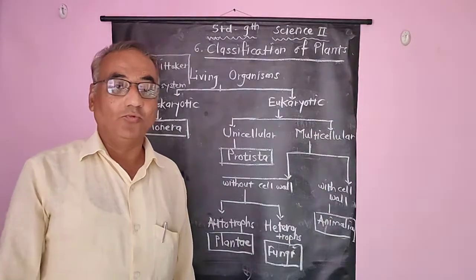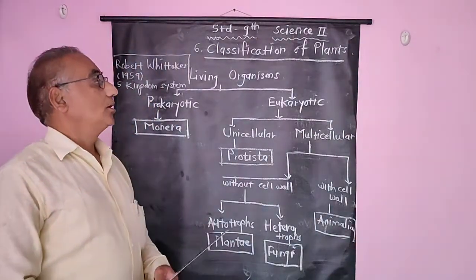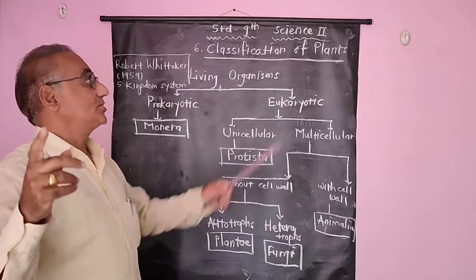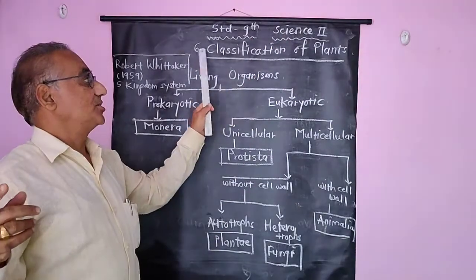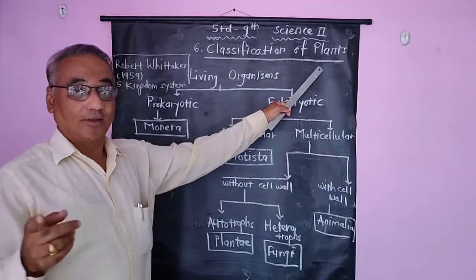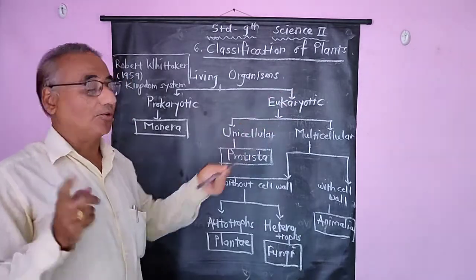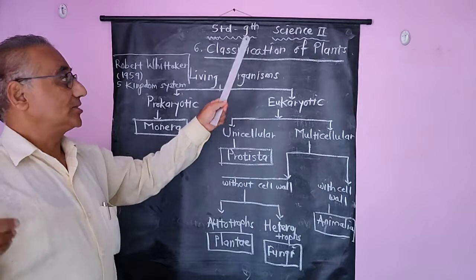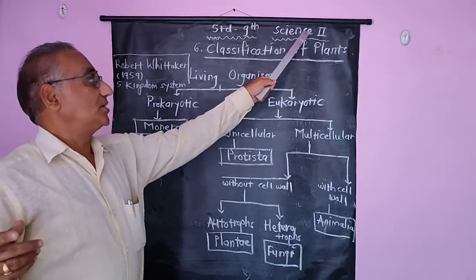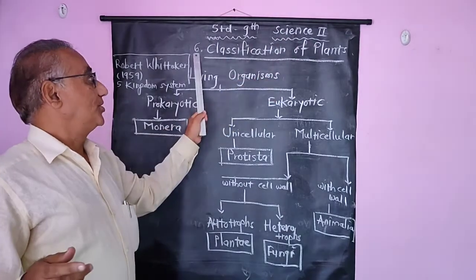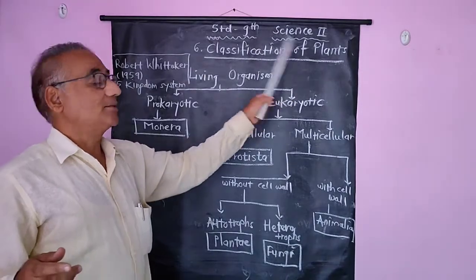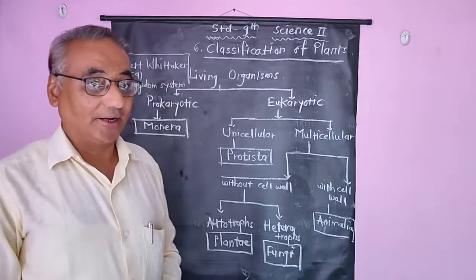Now today we are going to see Part 2, Chapter number 6, Classification of Plants. Once again I am going to repeat which topic today we are going to learn. We have started the topic of Science Part 2. The name of the chapter is Classification of Plants from standard 9, right?